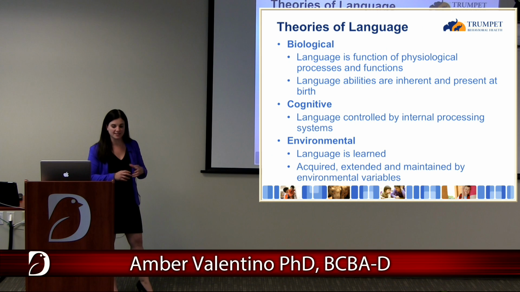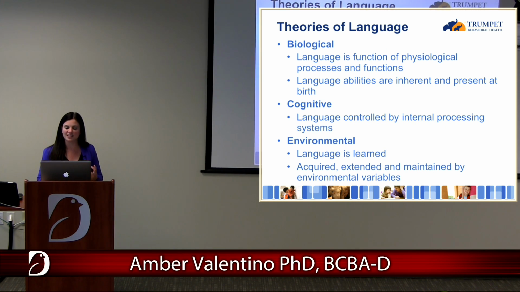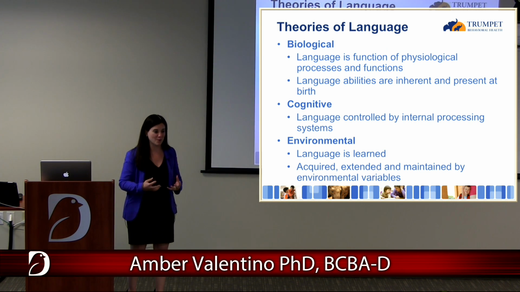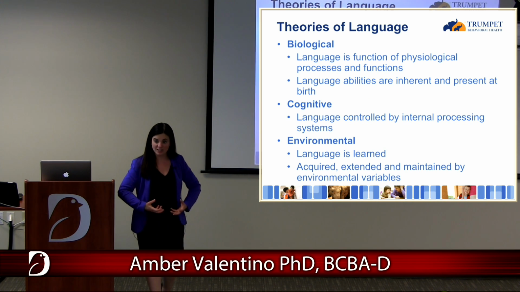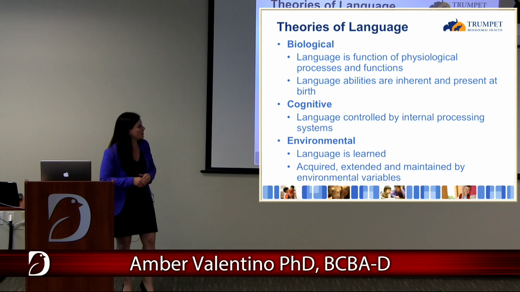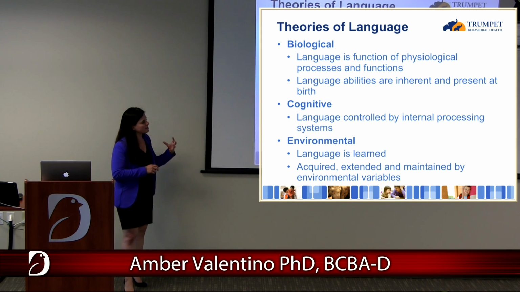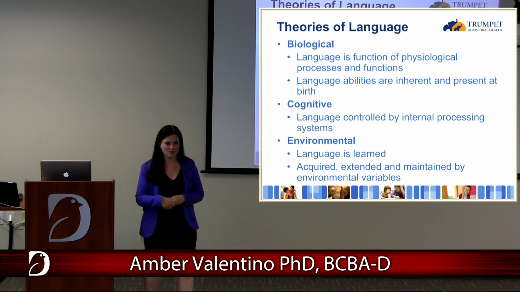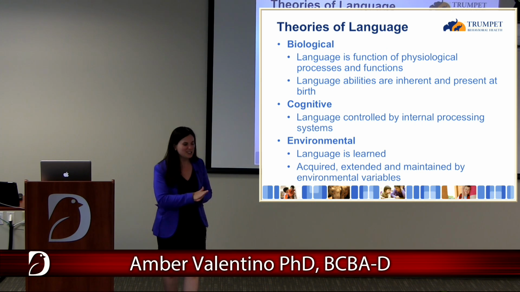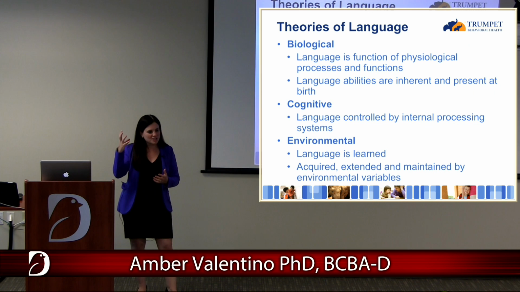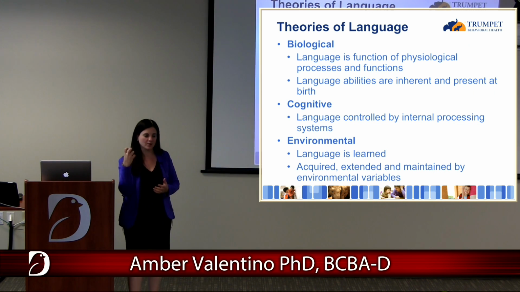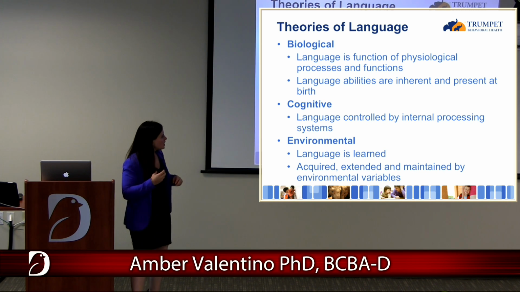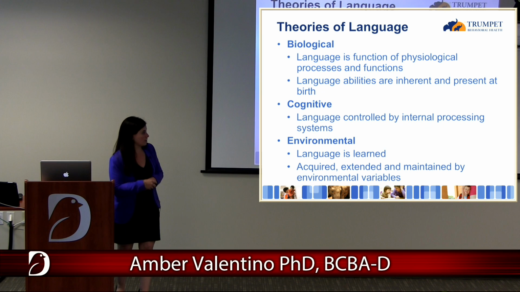The first is that language is biological, so it's a function of some physiological process and function, and that really language is inherent. So when a person is born, they're born with language and the ability to engage in language, and that sort of comes with birth. That's one interpretation. Another theory of language is that it's cognitive, so it's controlled by an internal processing system. You may have had some schooling and some education or learning about Chomsky and the language acquisition device. Does that sound familiar to you? There was this acquisition device that really was responsible for language and controlled language and whether an individual engaged in it or not. But essentially it was really just language is just a cognitive process.